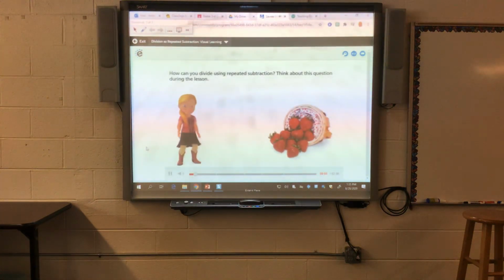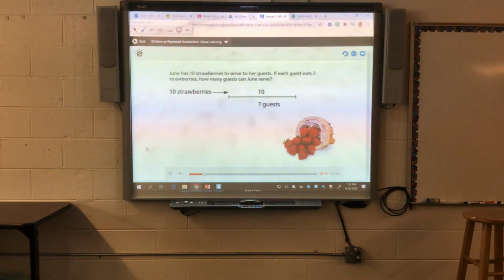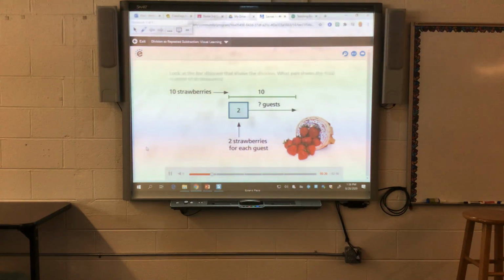How can you divide using repeated subtraction? Think about this question during the lesson. June has 10 strawberries to serve to her guests. If each guest eats 2 strawberries, how many guests can June serve? Look at the bar diagram that shows the division. What part shows the total number of strawberries?